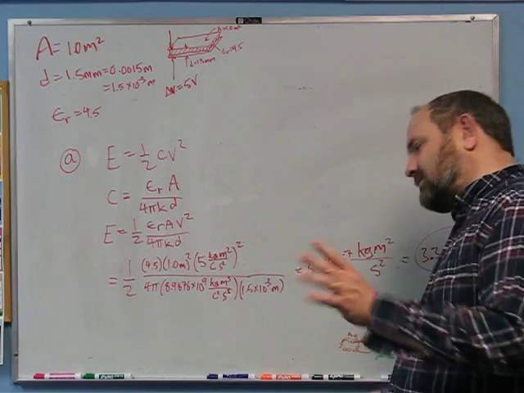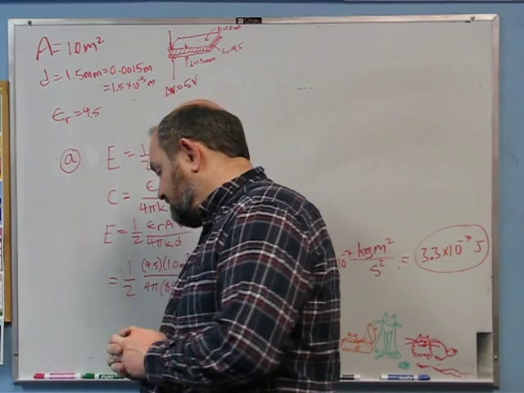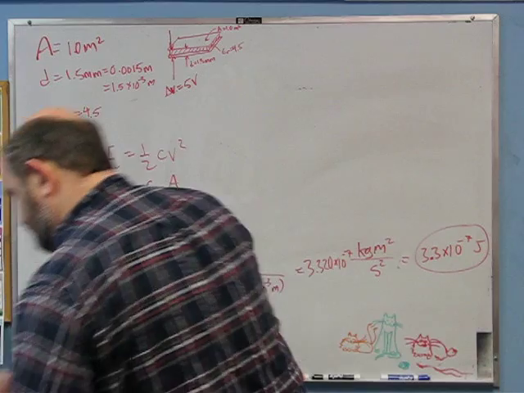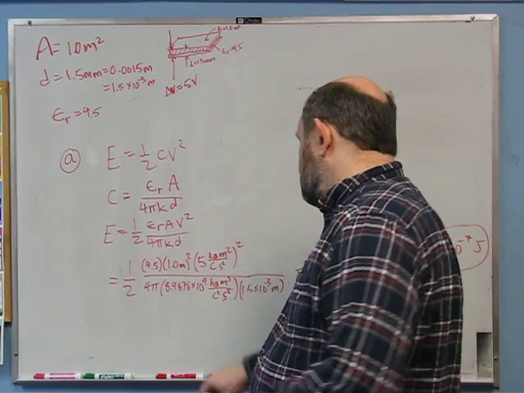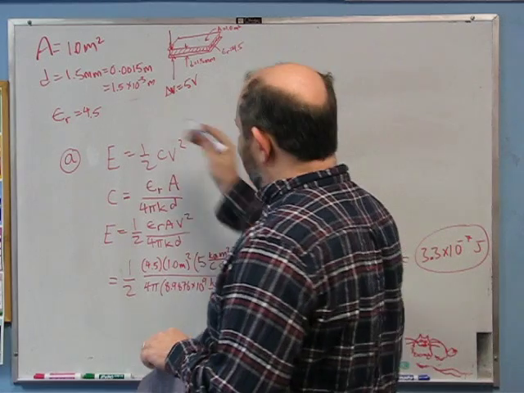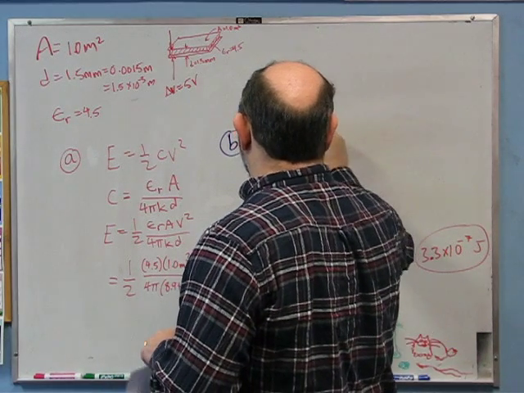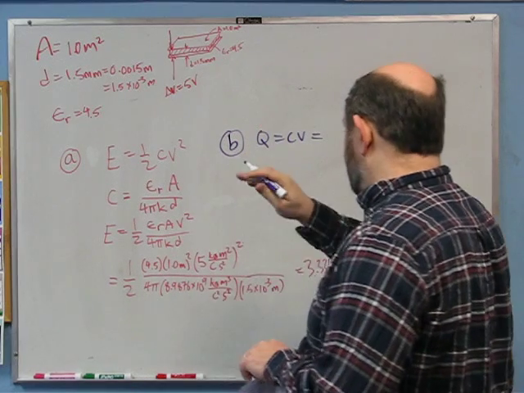How pathetic. Well, okay. That means that building capacitors is actually a little harder than that. So we'll deal with that. Part B. What is the charge on one plate of the capacitor? This is easier because, well, it's about equivalently easy. So in part B, we say Q is equal to CV, so I don't even have to do any algebra to solve this, just like last time.